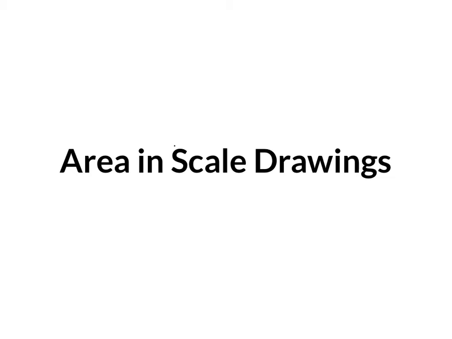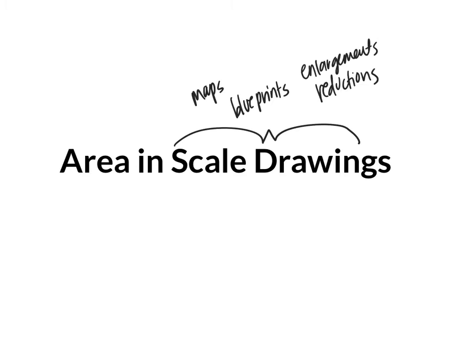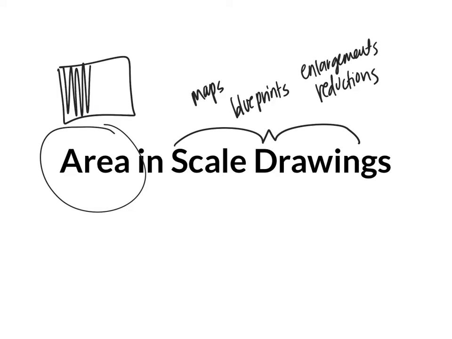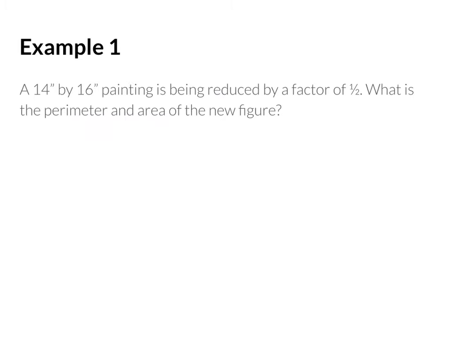For today's notes, we're looking at those scale drawings, maps, blueprints, enlargements, reductions, and we're finding the area of them, or the space that the new figures take up on the inside. For our first example, we have a 14-inch by 16-inch painting being reduced by a scale factor of 1/2, and we're going to find the perimeter and area of the new figure.